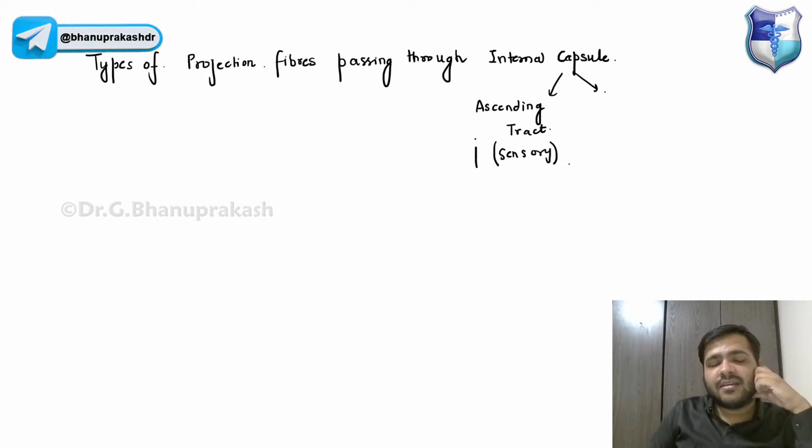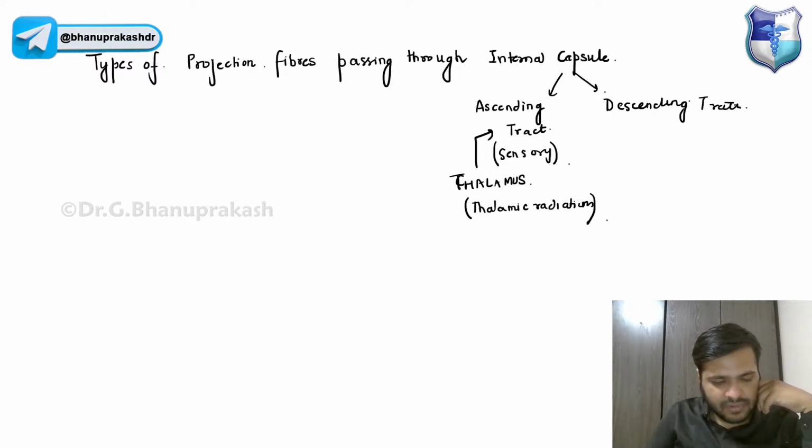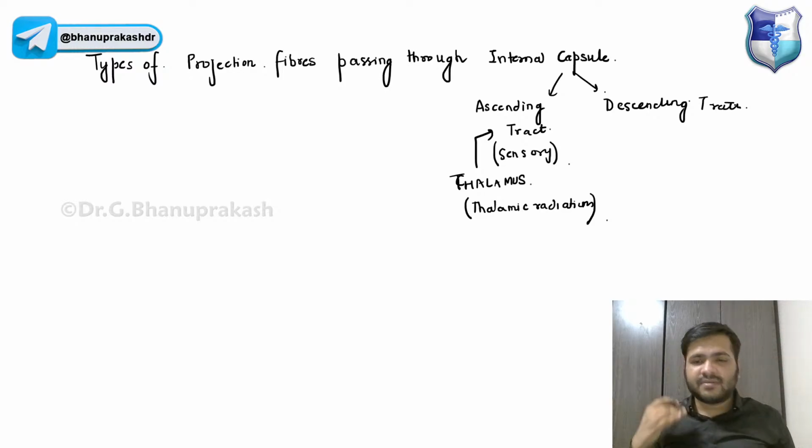Now this ascending tract is basically coming from the thalamus. So these are also called thalamic radiations. And we also have the descending tracts: the frontopontine fibers, corticobulbar fibers, corticospinal part. All these are the descending tracts. We'll be discussing them one by one.